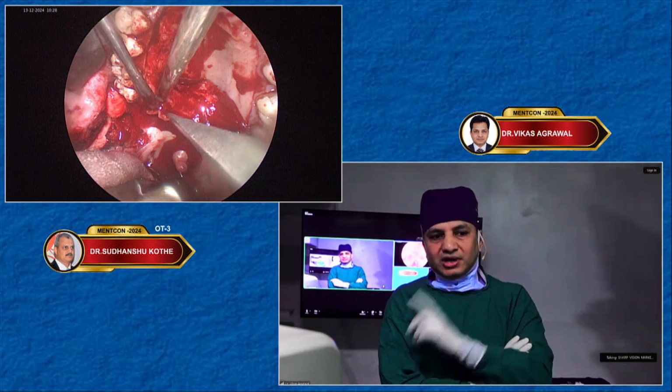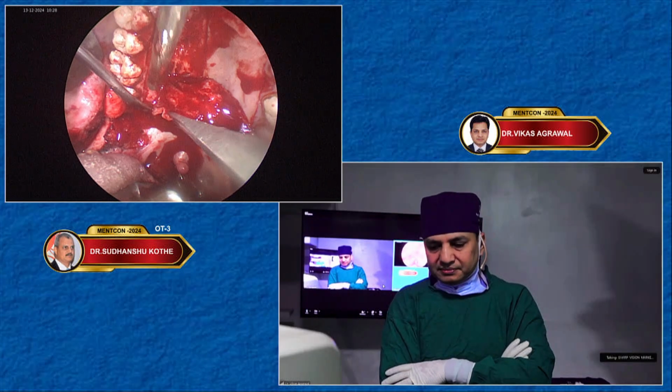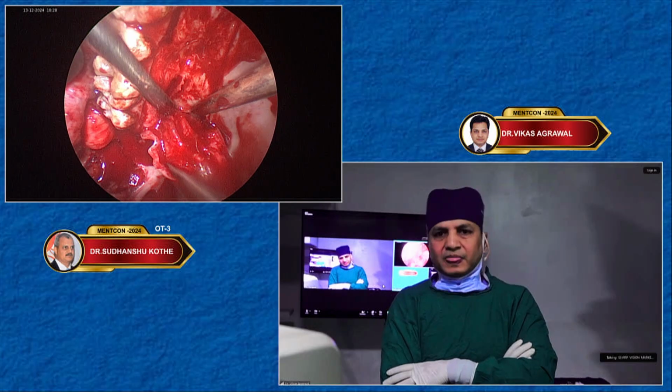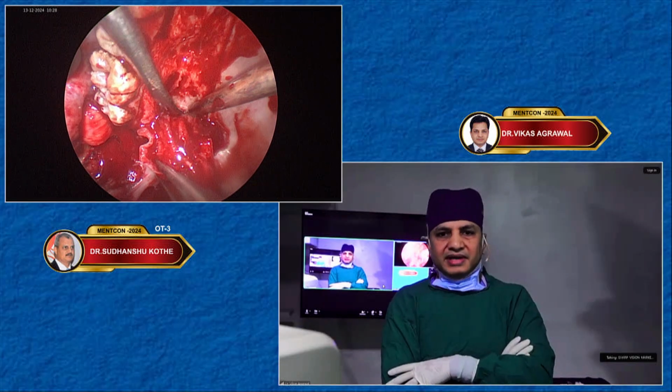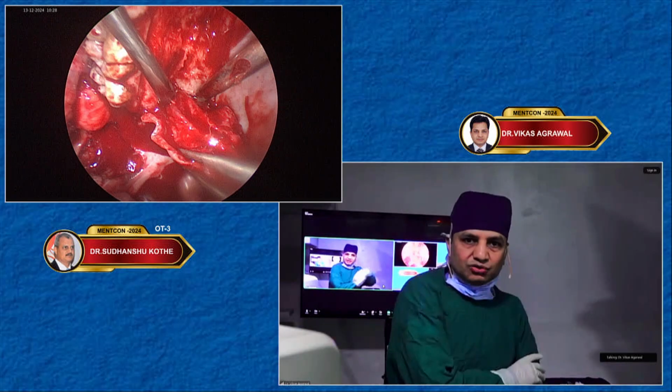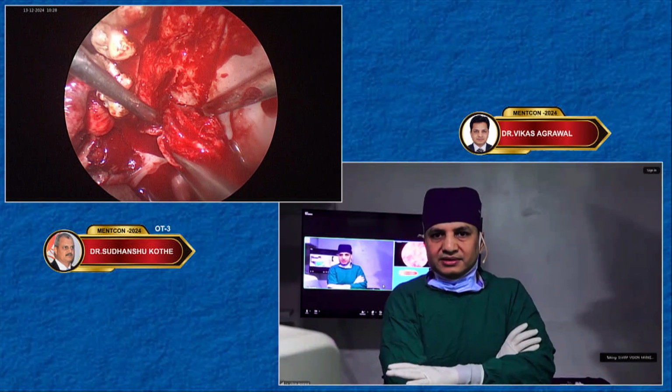So basically your take-home message will be, you have to check whether you have cleared off all the boundaries like you described and then only stop the surgery. Absolutely. So the science is in going till the boundaries, not in really using this instrument or that instrument. True, absolutely.